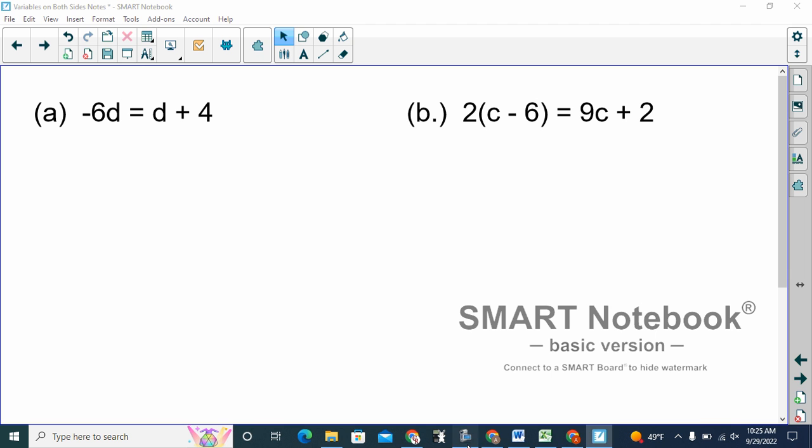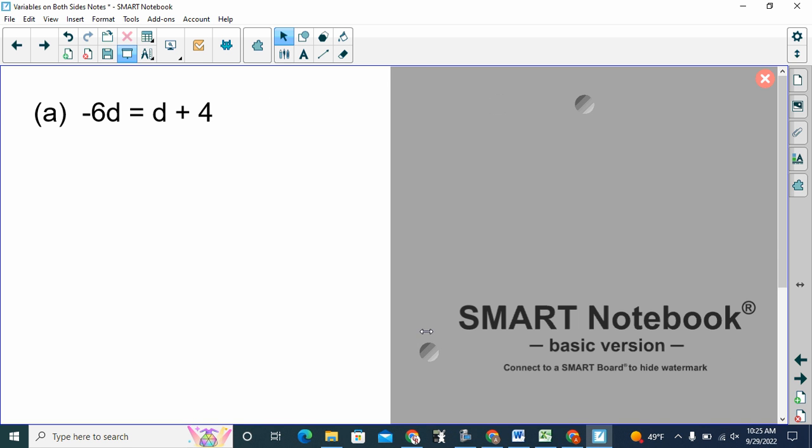Example 1 asks us to solve the following. Part A, we are asked to solve negative 6d equals d plus 4.